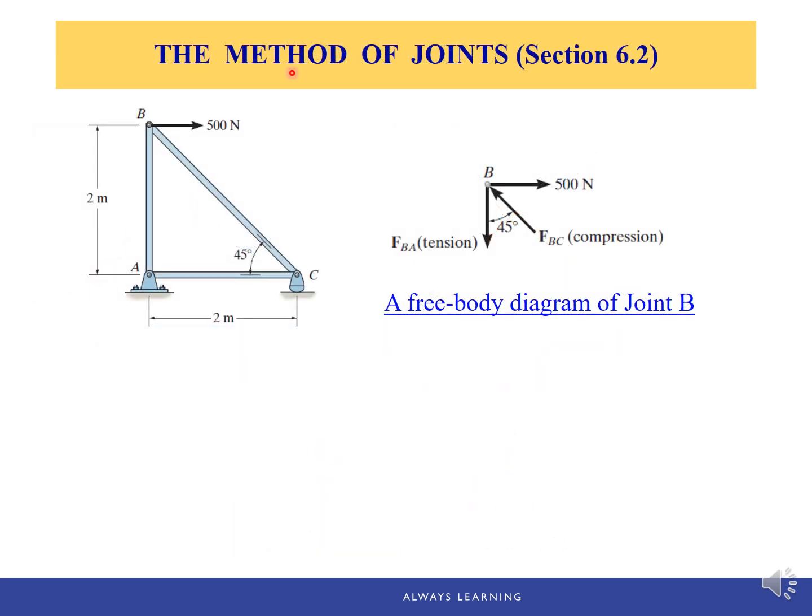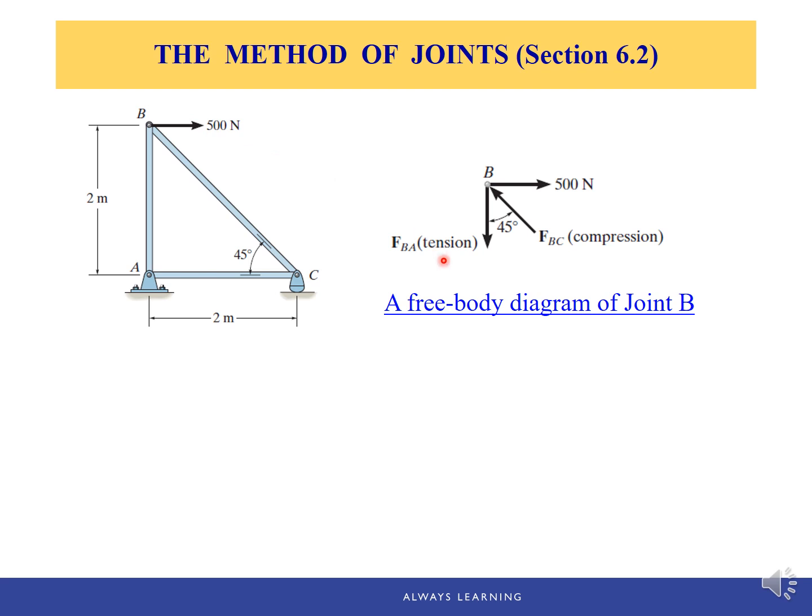Let's see one quick example of the method of joints. Assume we are looking for the force developed in the truss members AB and BC. Instead of treating AB and BC as rigid bodies, we are going to use pin B instead. So pin B can be simplified as a particle, and we're going to perform the particle equilibrium.